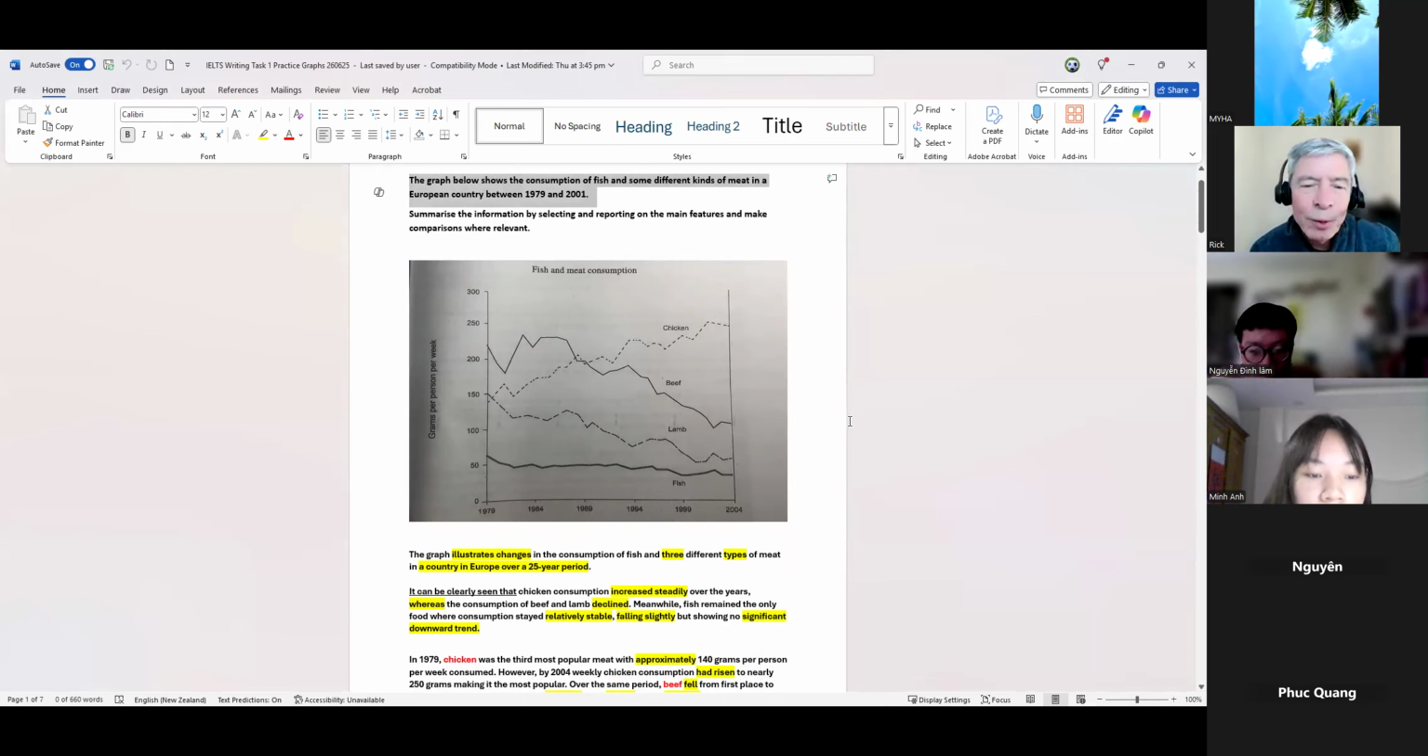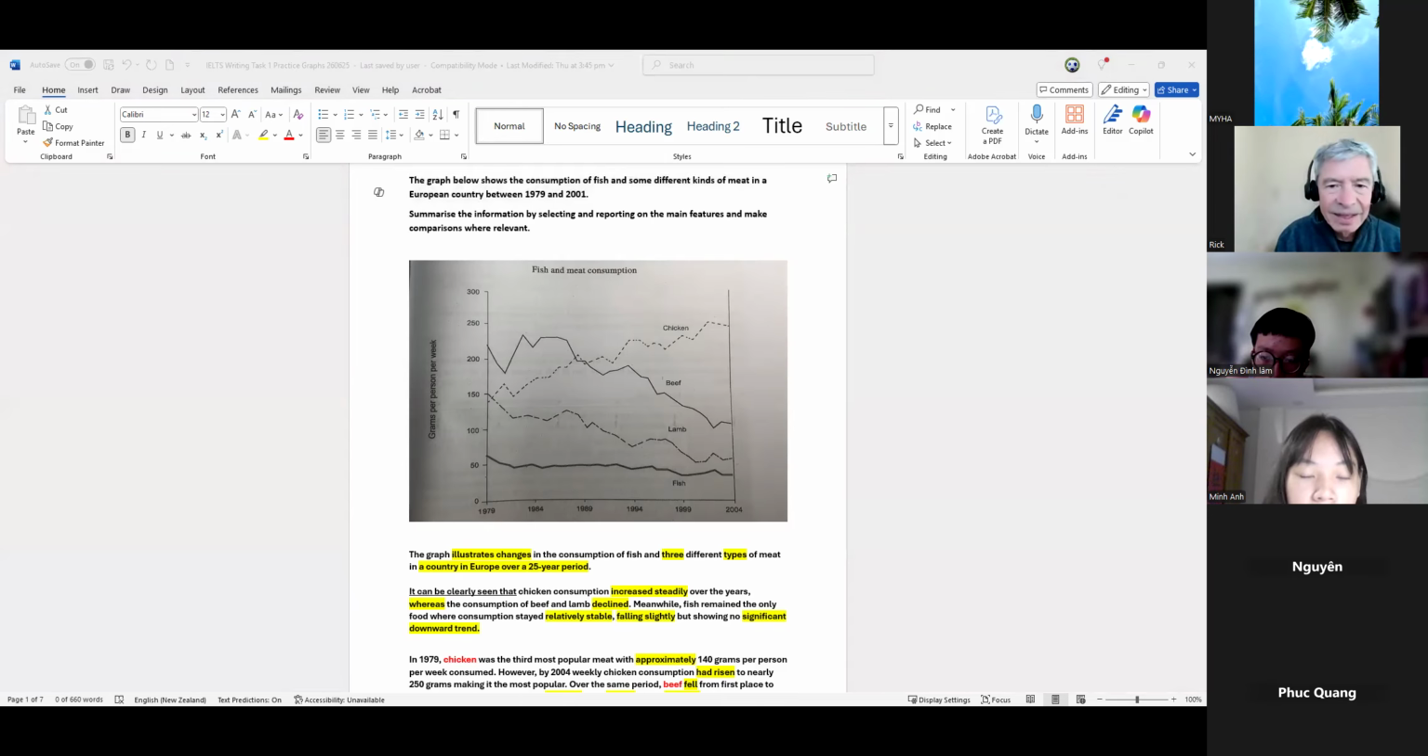Phu Quang, can you read this for me, please, what I've highlighted? The graph below shows the consumption of fish and some different kinds of meat in a European country between 1979 and 2001. Okay, good reading. Remember, everyone, this first sentence is called the prompt. I'll send the word to you in chat.